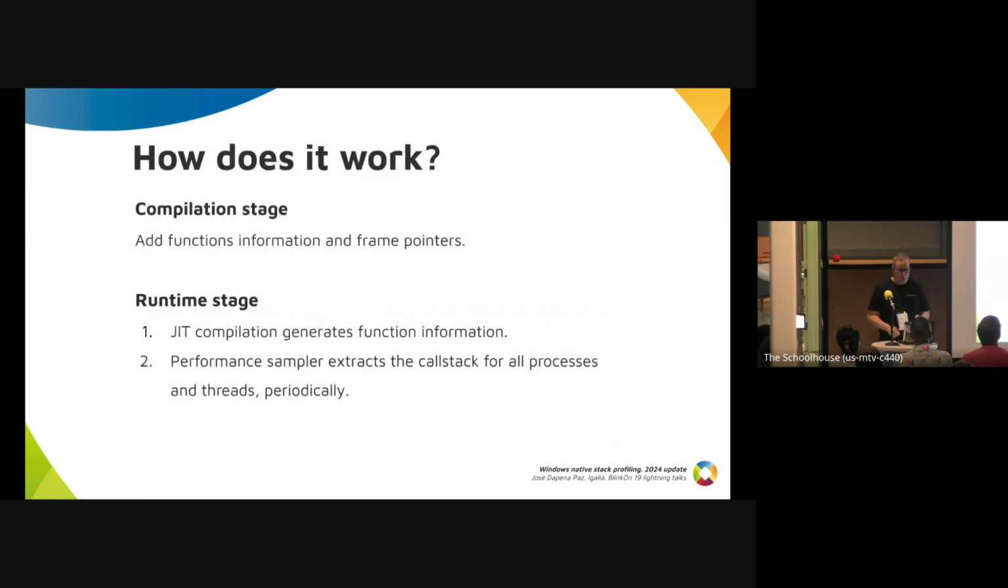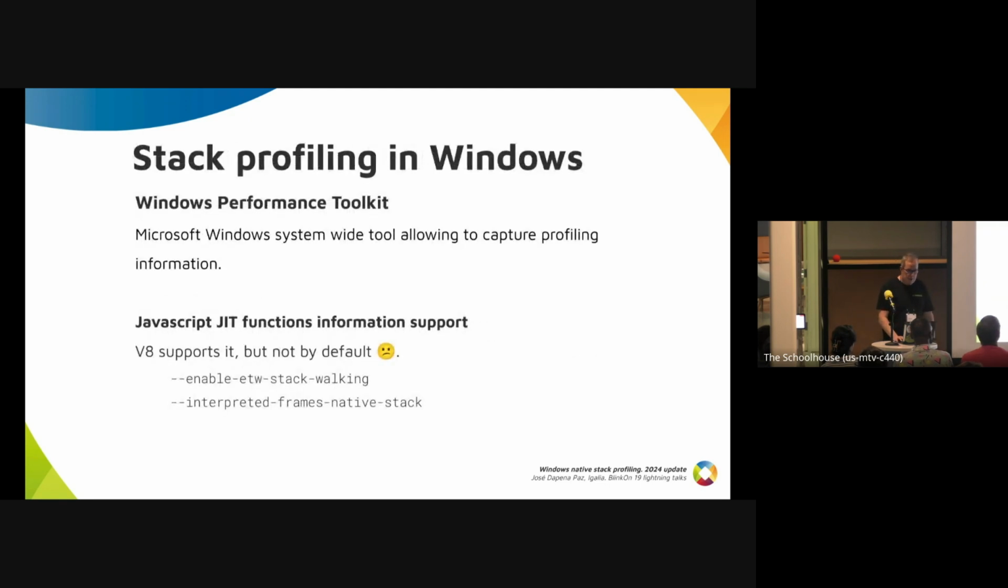How does it work? In compilation stage, we compile the functions and we get the address information where they are residing in memory. In runtime stage, we do the same thing for functions compiled with JavaScript. And then the performance sampler is going to extract the call stack, and this way we can resolve the information.